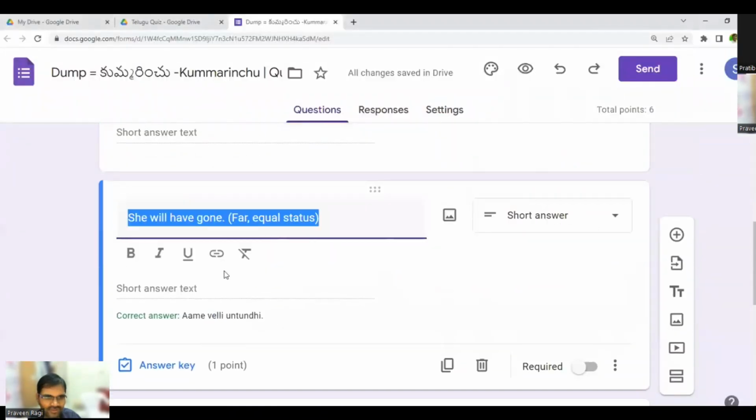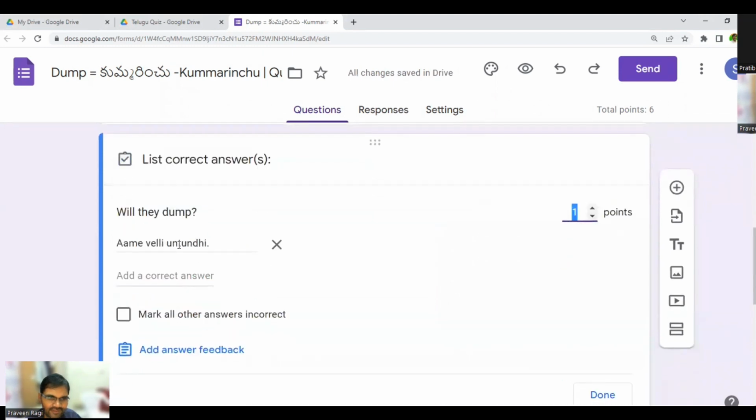Let's go here. Will they dump? Can you try this one? Will they dump? They means what? You need to remember first. They means వారు. Varu kummaristara.